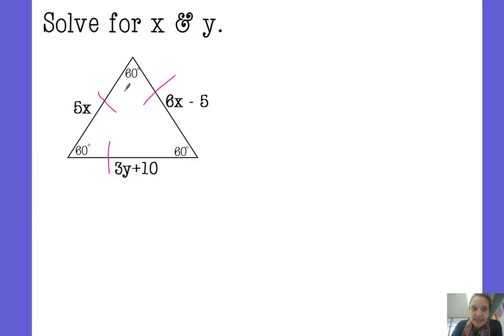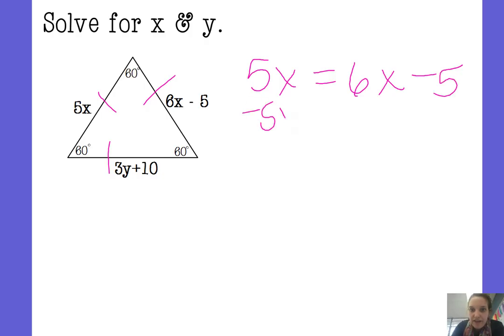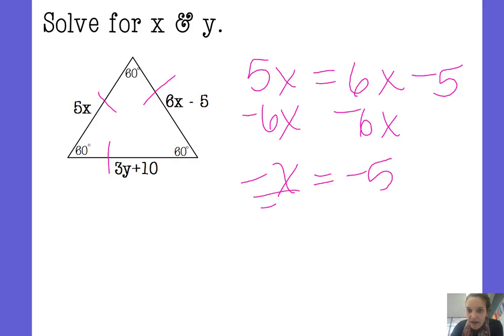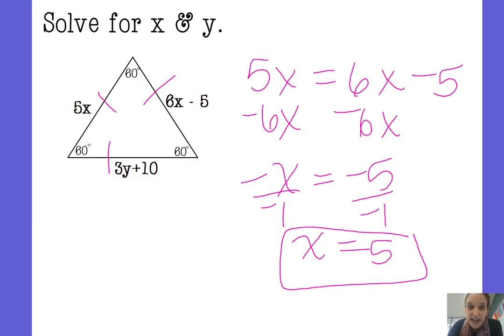Well, I want to match up the sides that have a common variable. So first I'm going to set these two sides, 5x and 6x minus 5, equal to each other. 5x equals 6x minus 5. Subtract 6x from both sides, that'll make it easier. So I have negative x equals negative 5, and then if you divide by negative 1, you get x is 5. So x is 5, and so now I can go plug 5 back in for x.